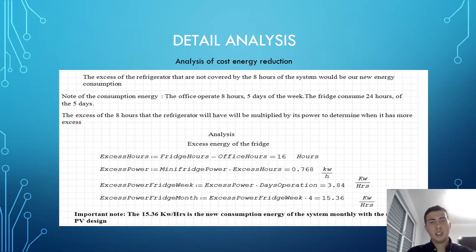And the analysis, we have the excess hour of the fridge, that is the fridge hours minus the office hours. The excess power is the mini fridge per excess hour of the fridge, and the excess of energy for the days. Now, is the excess power per 5 days, and the final excess of energy in the month is the excess power fridge per 4 weeks.